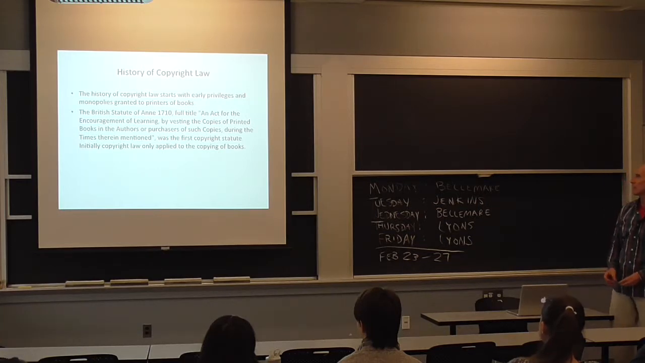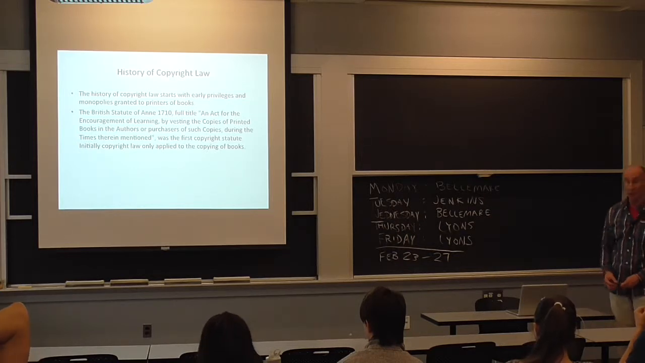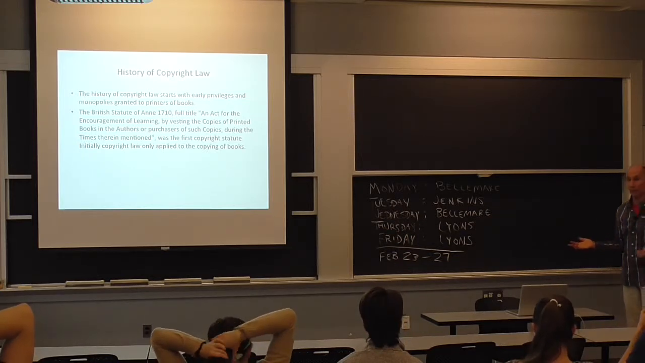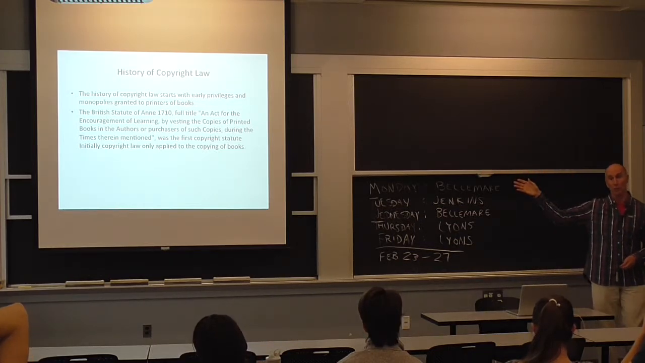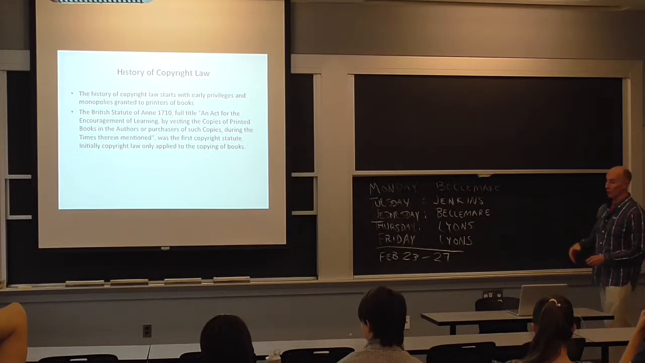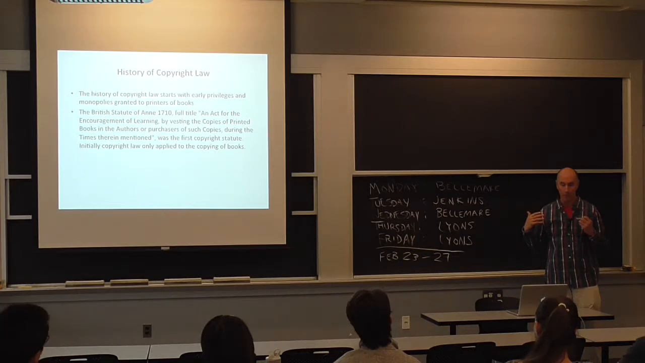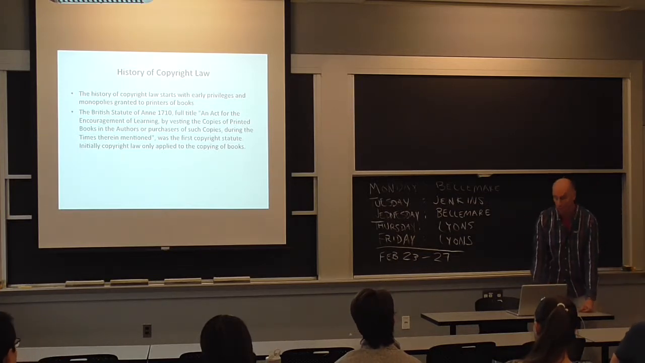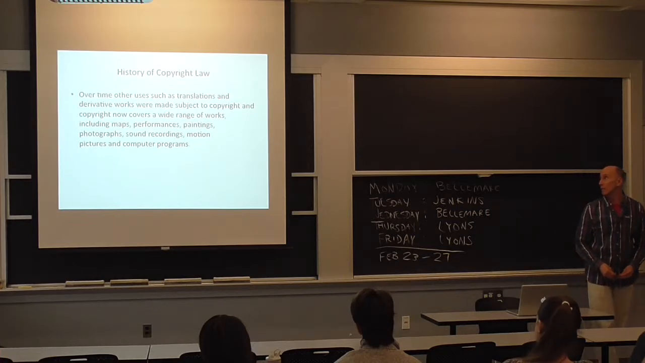The Statute of Anne was actually called an act for the encouragement of learning by vesting copies of printed books in the authors or purchasers of such copies during the times therein mentioned. I think you know why they call it the Statute of Anne for short. But whoever wrote that must have belonged to the school of calling things what they actually are. But that's the earliest, I think, recognition of the intellectual property right known ultimately as modern copyright. Over time, such uses as translations and derivative works were made subject to copyright.